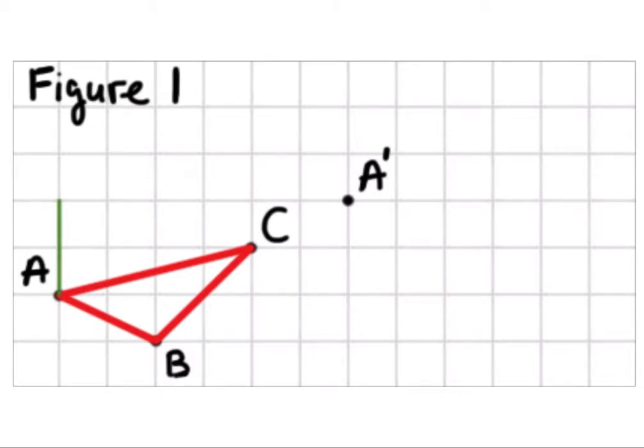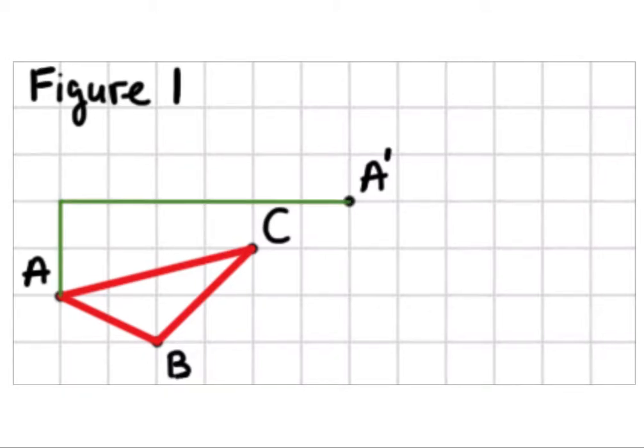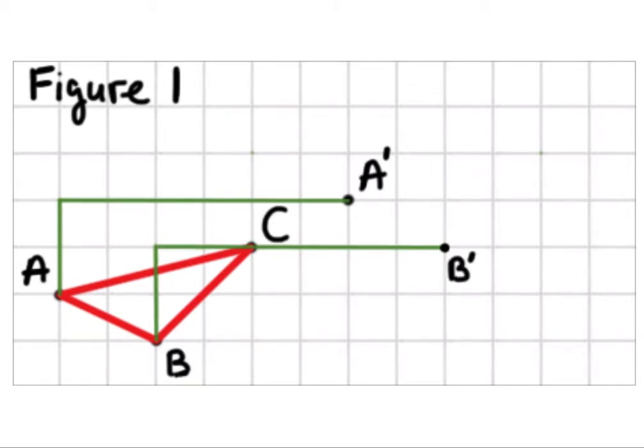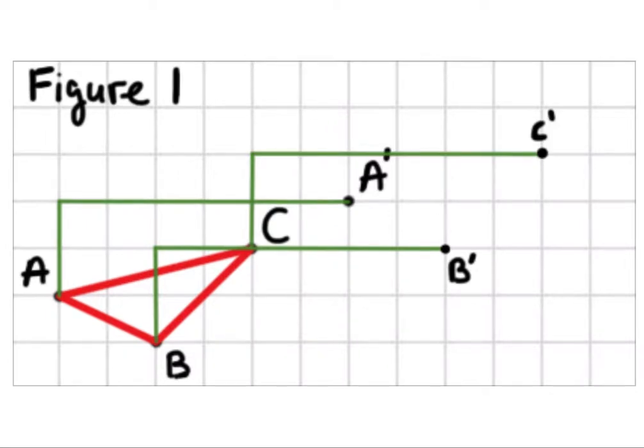There are lots of ways to do it, but one way is to think of moving it up 2 units, and over to the right 6 units: 1, 2, 3, 4, 5, 6. If you make that move, then the point about a translation is every other point on that triangle has to make that same move. So you move up 2 units and to the right 2 units to get to B prime, up 2 units and to the right 2 units to get to C prime.